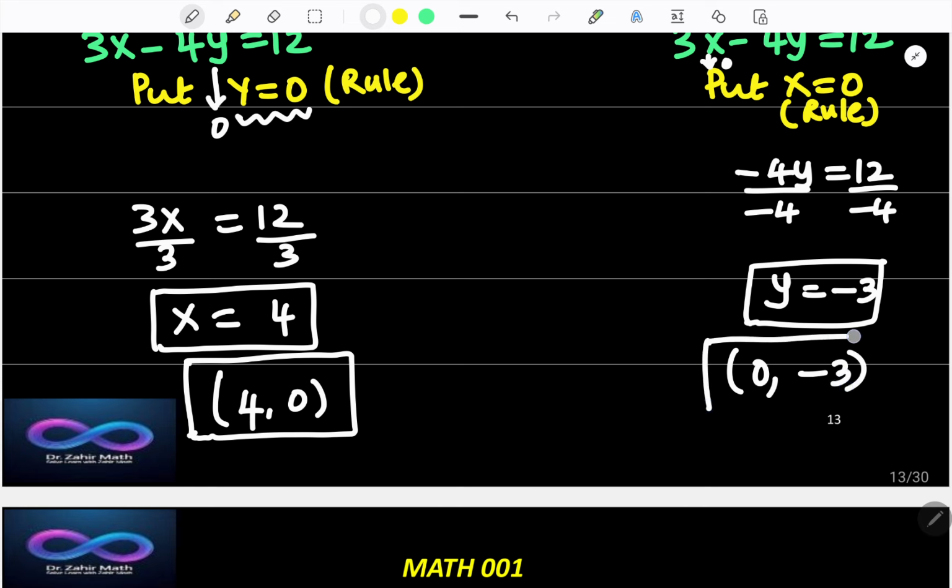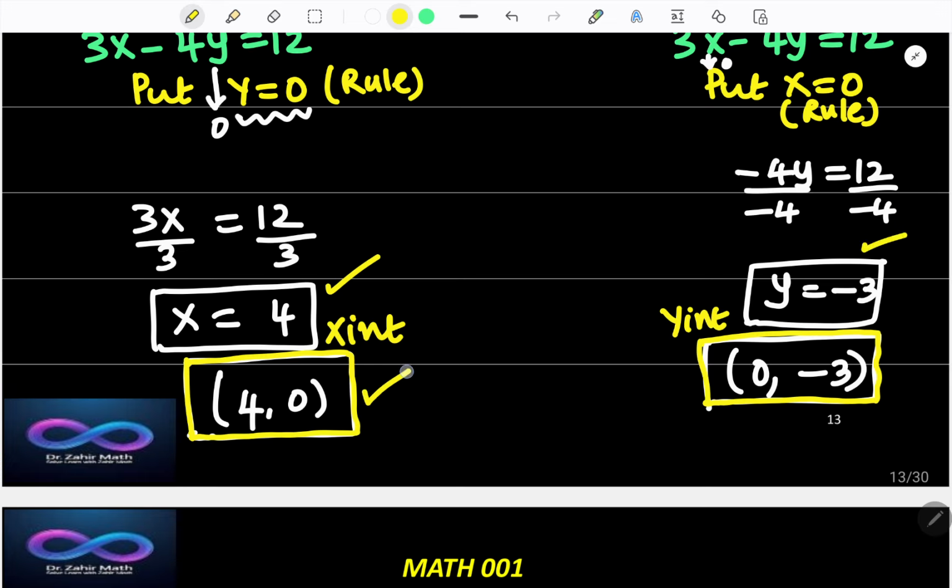0 comma minus 3. You have to write this step, very, very important. This is the x-intercept and this is the y-intercept. This step is very important. Don't stop at the x value and y value. This is not the x-intercept, this is not the y-intercept. This is only the x value, and this is the x value and this is the y value.